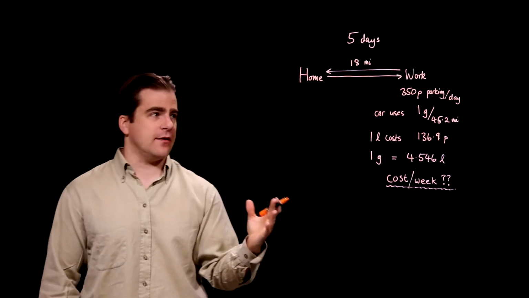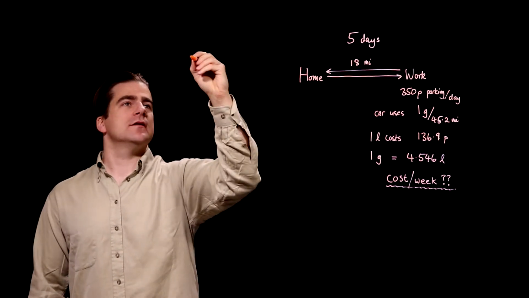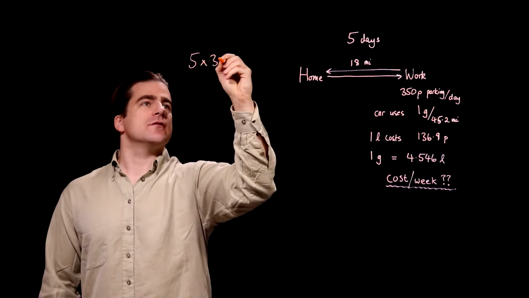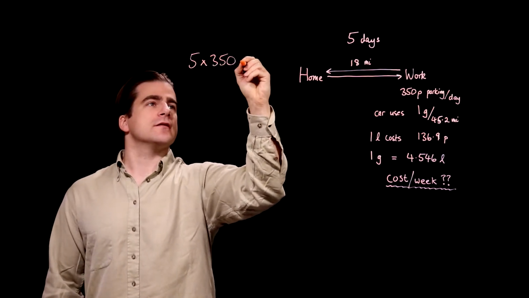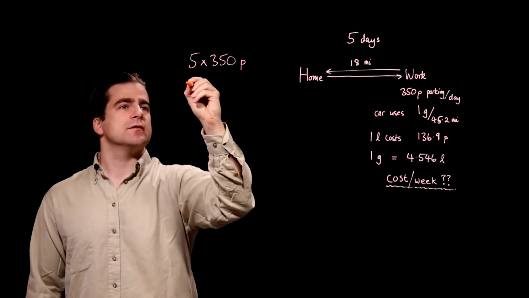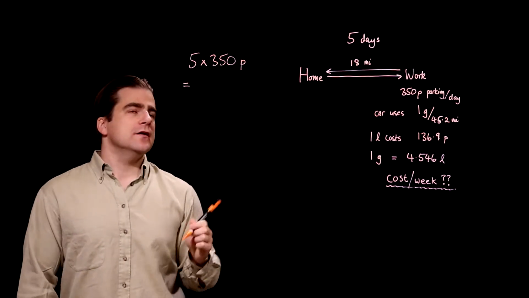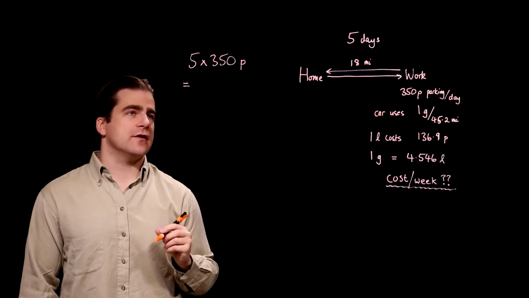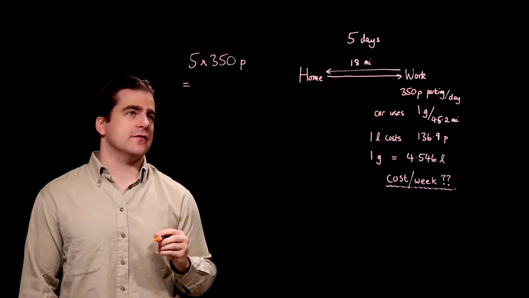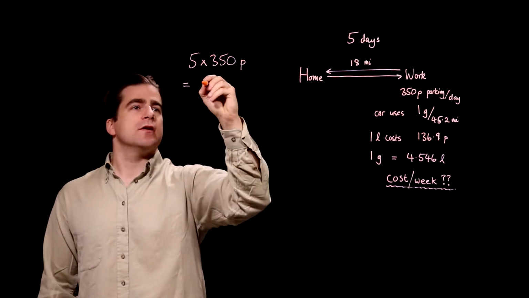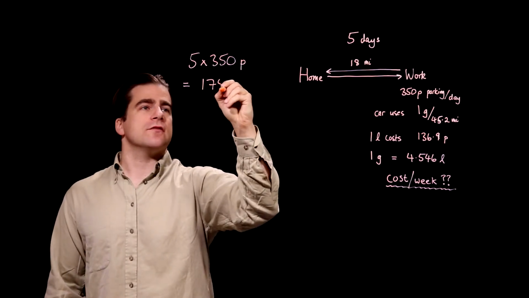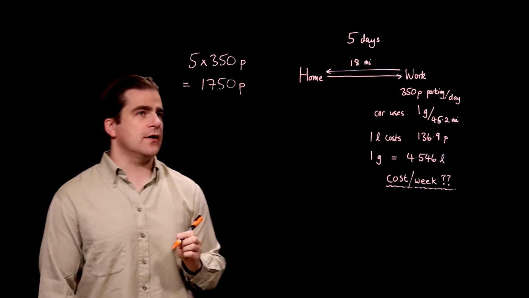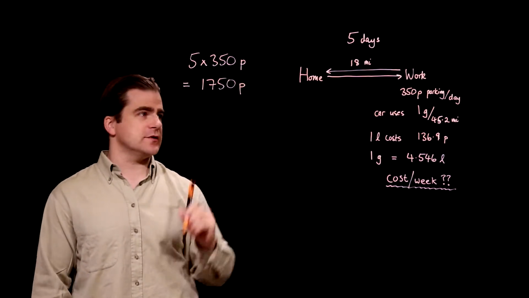So it's easy to work out how much he has to pay in parking. So that's 5 times 350 pence, which is 5 times 300 is 1,500. 5 times 5 is 25, 250, 1,750 pence. Okay, we'll add that on at the end, but that's how much he pays in parking.